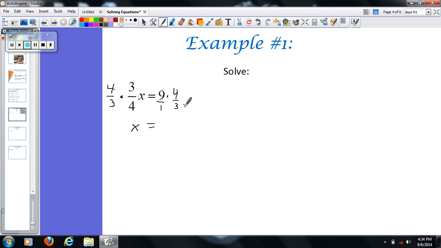You can either multiply straight across, or we could cancel, because you can cancel across multiplication. The 9 and the 3 will cancel each other out. The 3 becomes a 1, and 3 goes into 9 three times. So that's what I have left. Now I've got 3 times 4, which is 12, over 1, giving me x equals 12. Okay? That's one of the ways you could do this.